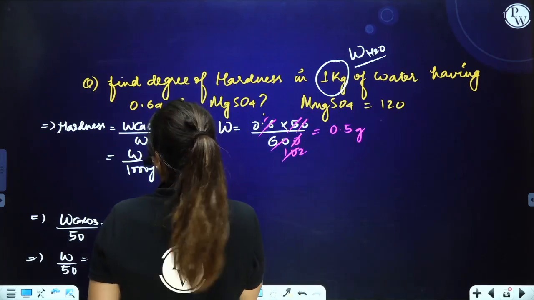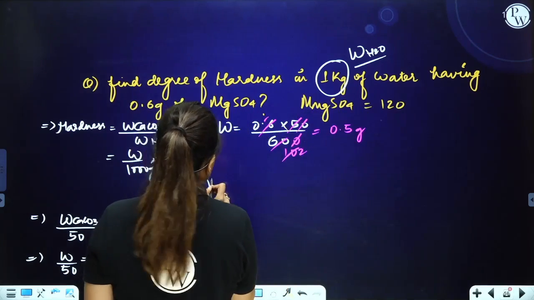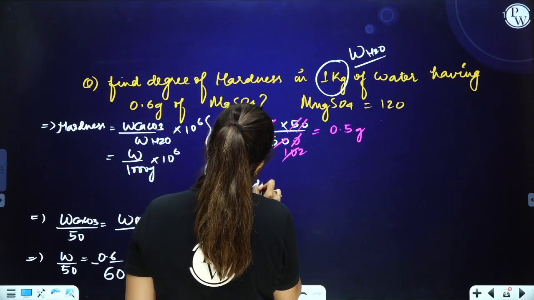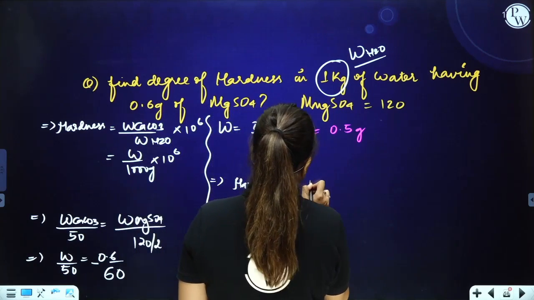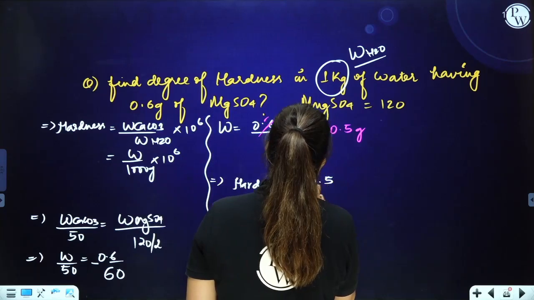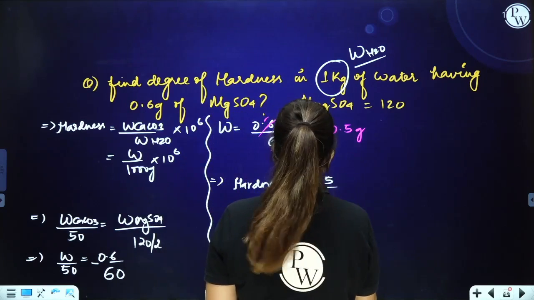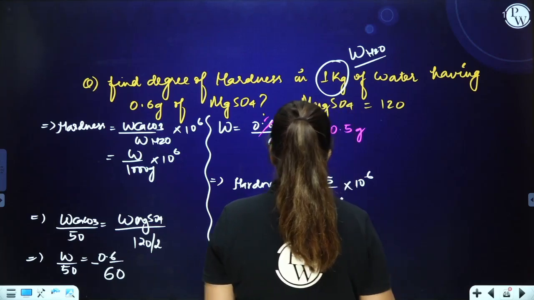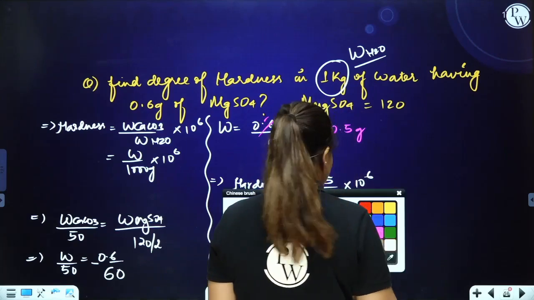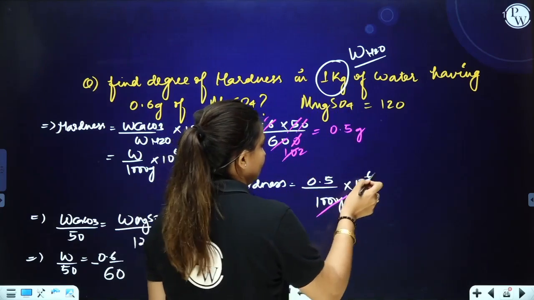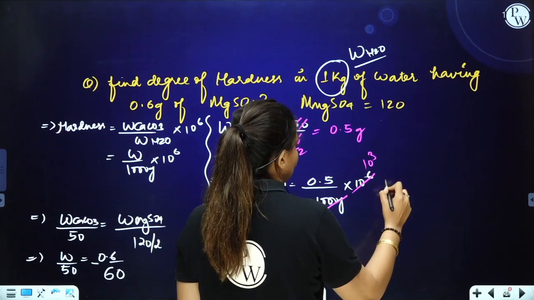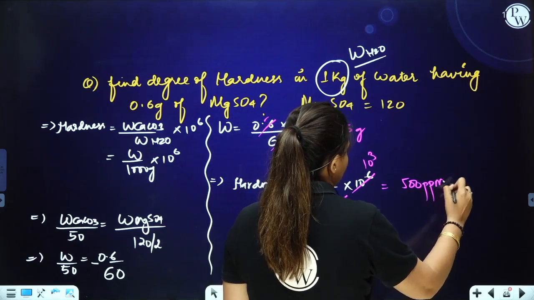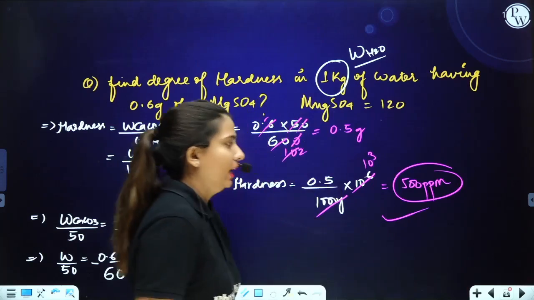Now what you have to do? Now you have to calculate the hardness. So hardness you can have over here 0.5 gram divided by 1000 gram into 10 to the power 6. So this you can cancel, this you can cancel, and here it is coming out to be 10 to the power 3. You can have 500 ppm as your degree of hardness of the water.